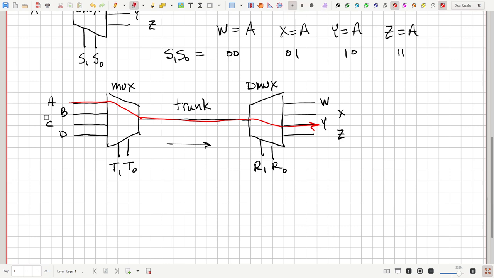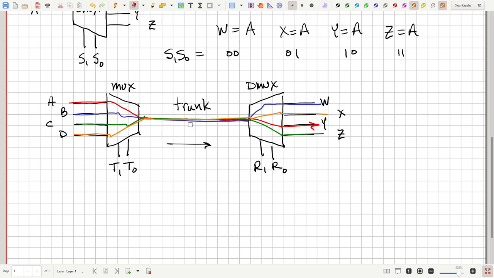What if you wanted A, B, C, and D all to be able to make different calls or different data connections to different outputs? Like, maybe A wants to connect to Y, and maybe B wants to connect to W, and maybe C wants to connect to Z, and D maybe wants to connect to X. But we only have one wire here for our trunk.